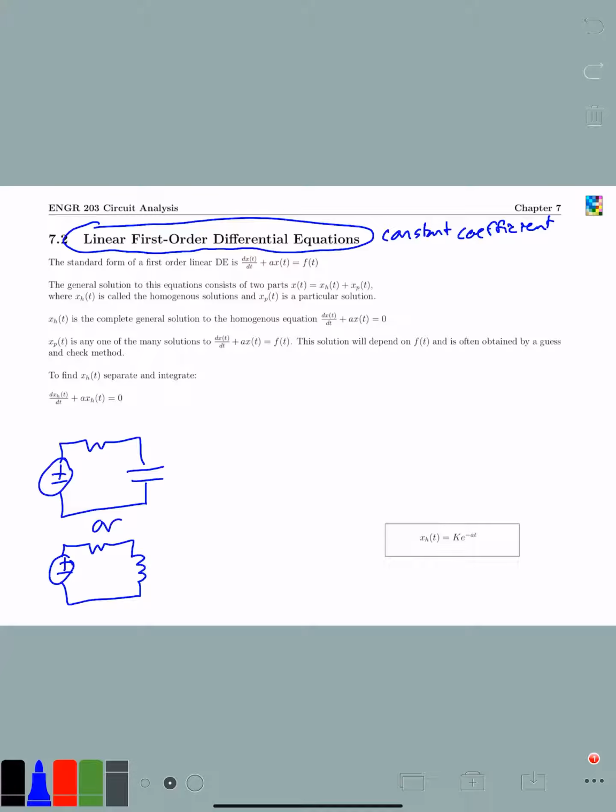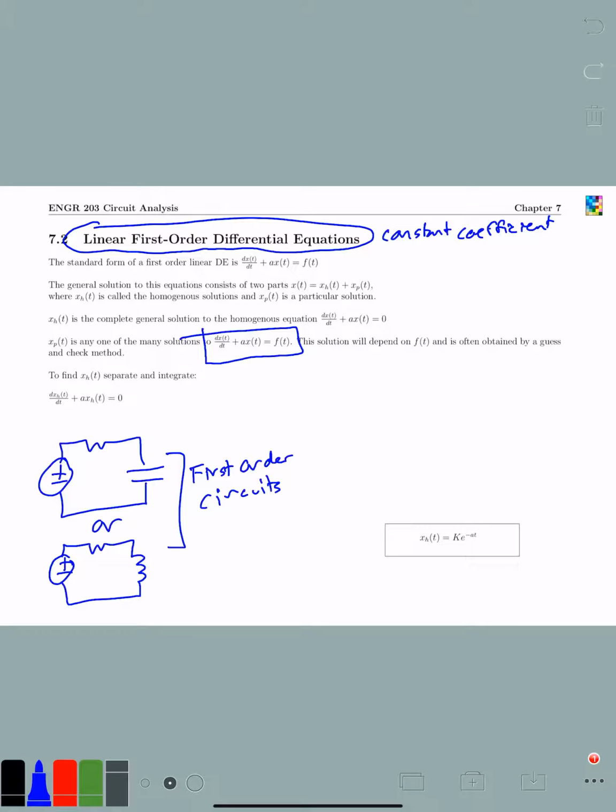And that's what's going to happen for every single one of these circuits. And because it turns out to be a first-order differential equation, we call these first-order circuits. And so what we're going to do is focus on how we solve a standard first-order linear constant coefficient differential equation.